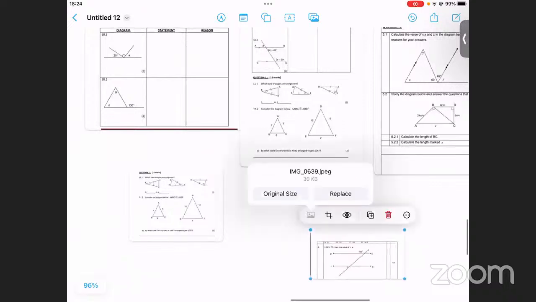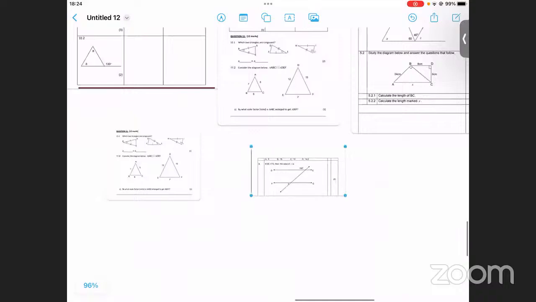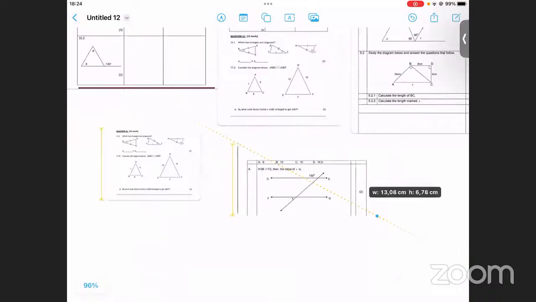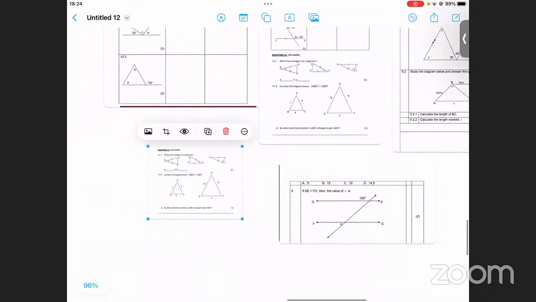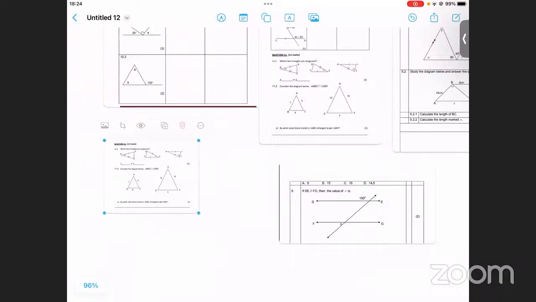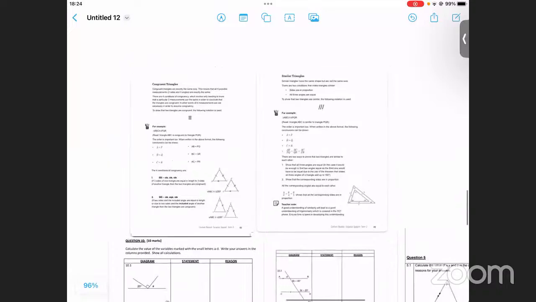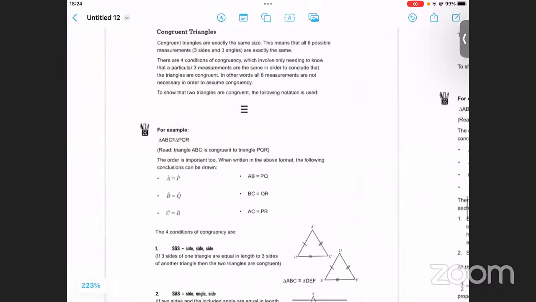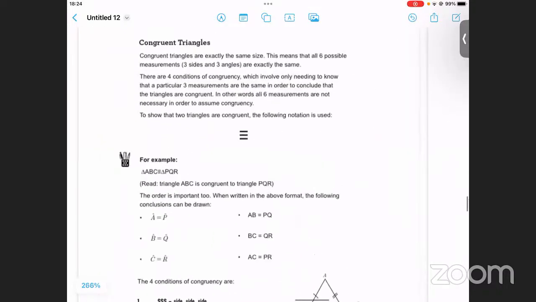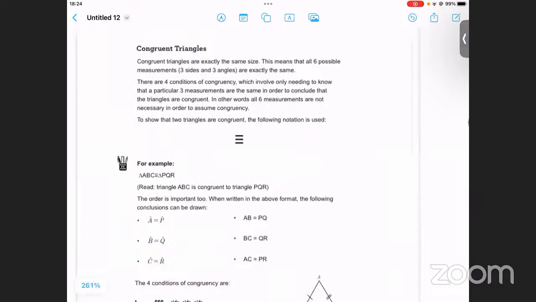I just want to enlarge these. These are the questions that we're going to do after we are done with the congruency of triangles and the similarity of triangles. Now let's look at congruent triangles.